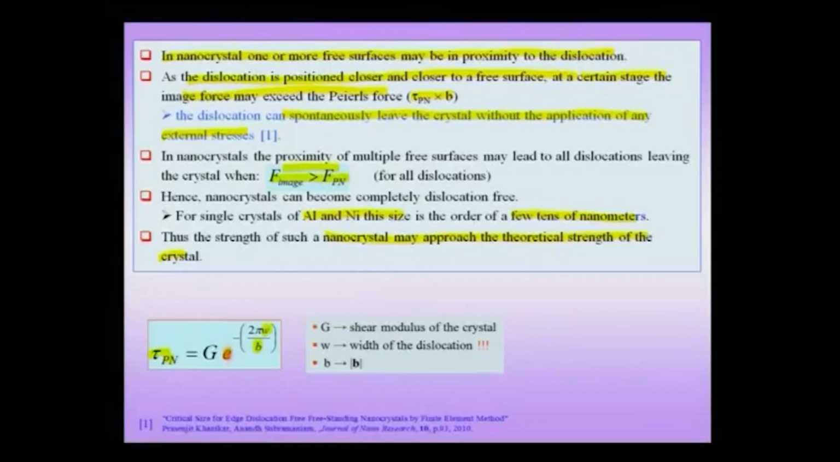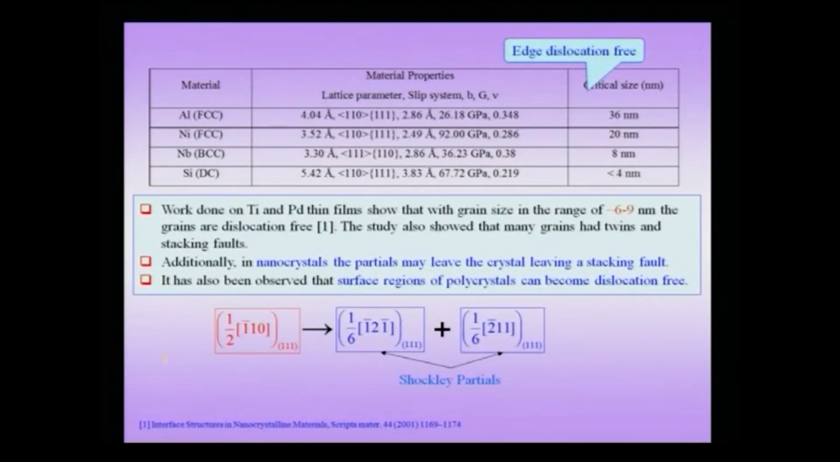That means if you have a covalently bonded crystal, then the width will be small and the Peierls stress will be large. If you have a metallic crystal, then it will be a more relaxed kind of crystal. An ionic crystal again is expected to have a small width. So, this is a reflection of the bonding, this is a reflection of the crystallography, and put together they give you the Peierls stress. And if the Peierls stress is larger, then image forces would find it difficult to overcome the Peierls stress.